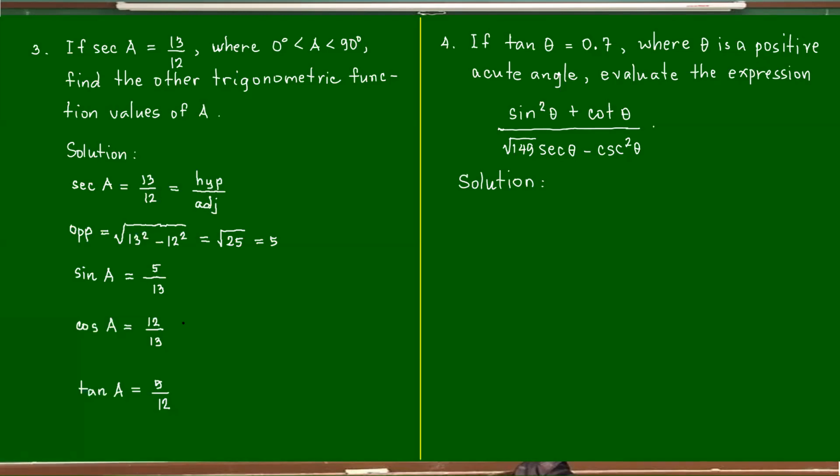Again, cosecant A is 13 over 5, which is just the reciprocal of sine. And then cotangent A is 12 over 5, which is just the reciprocal of tangent. That's it. See, very easy. So trigo is easier than analytic geometry. Which one is easier, analytic geometry or trigo?